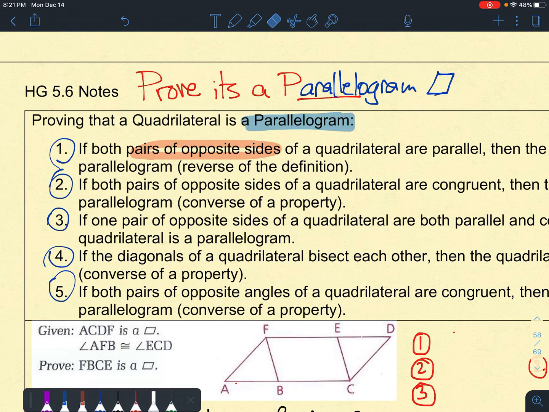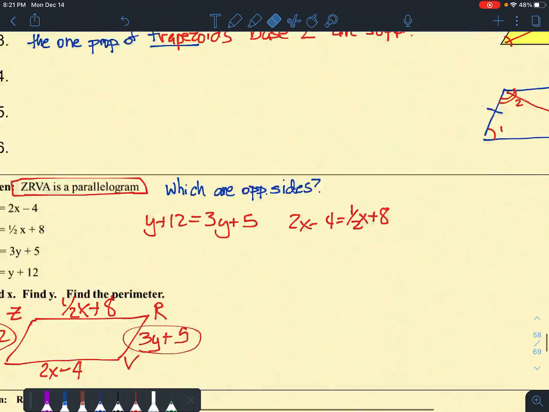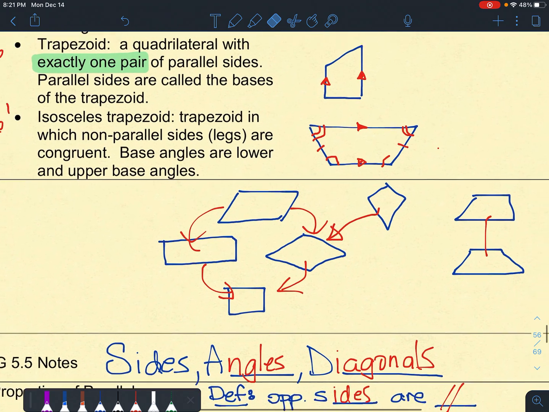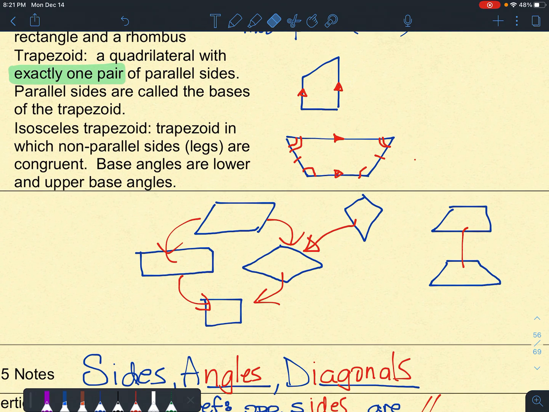When we get to 5-7, we're going to prove the shapes are something other than a parallelogram. But we want to start off with this kind of basic high order, right? Remember, the parallelogram is on the top end of the food chain. It is the most general, along with the kite, object in that chain. Everything else kind of feeds off of that.